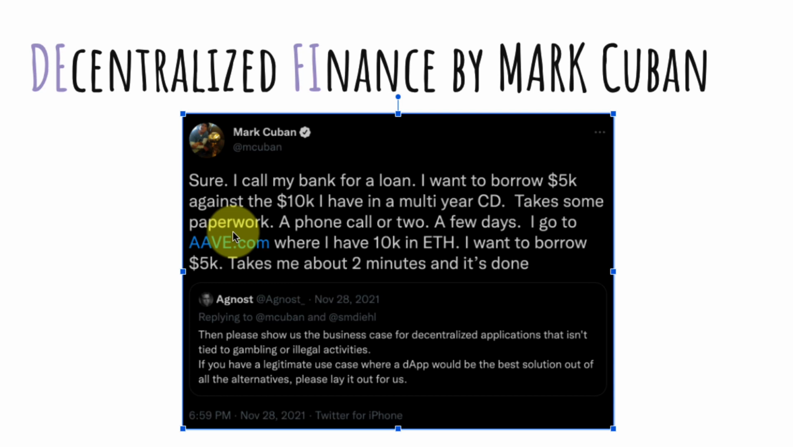Now, on the other side, on DeFi, you can go to Aave.com or Compound or so many other protocols that I will show you in this kind of series, where I have 10K in ETH deposited. So you have a 10K deposit on the protocol on Aave. I want to borrow 5K of US dollars against it. It takes me about 2 minutes and it's done. No signatures, no permission, no roll call, no working days.